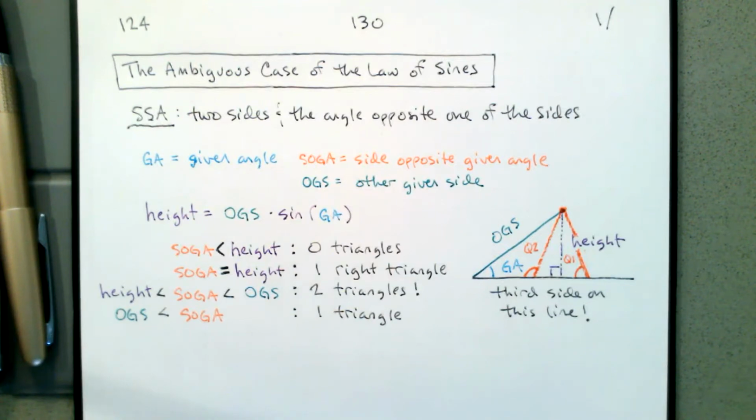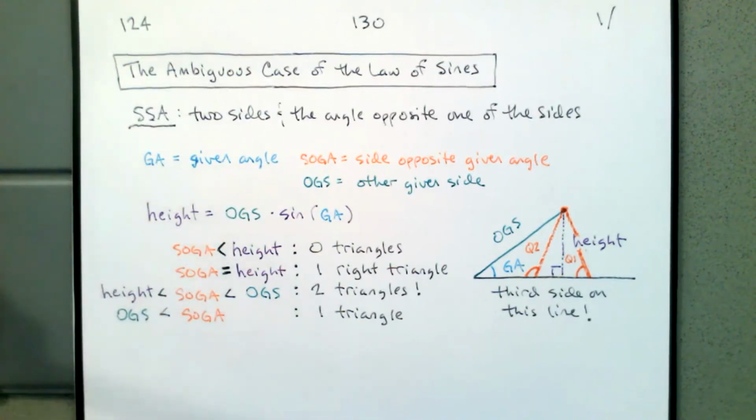The best part of this whole process is that you don't have to know which case you're in. The numbers will tell you if you're going to have 0, 1, or 2 triangles. The last case that we had to cover is when the side opposite the given angle is greater than the other given side. What if we don't notice that we don't have two triangles? So let's cover that.